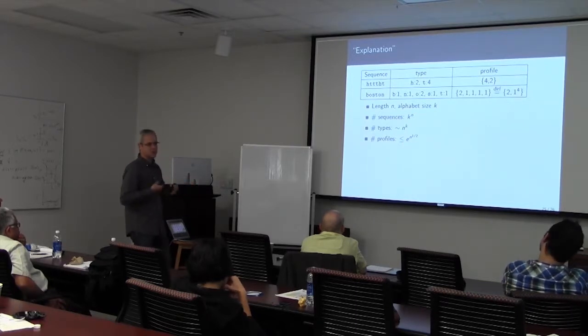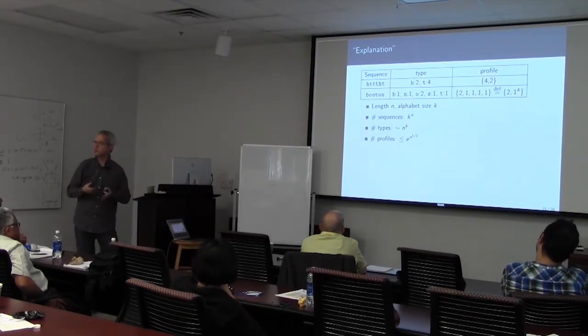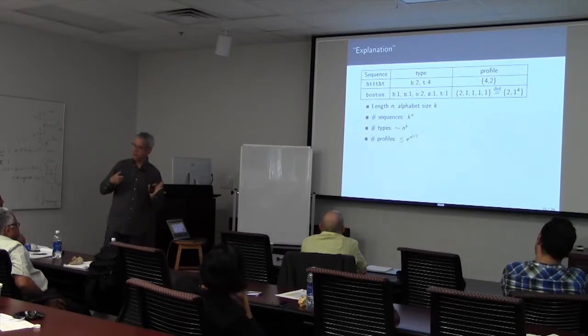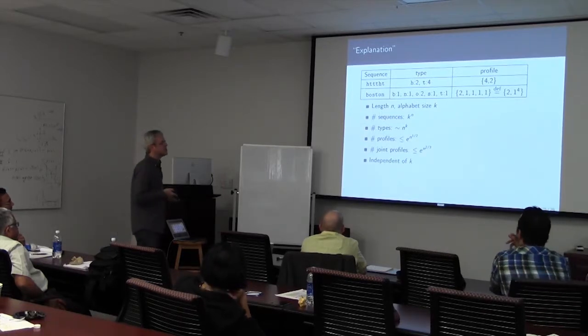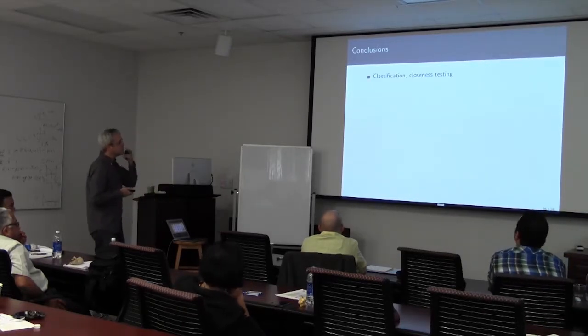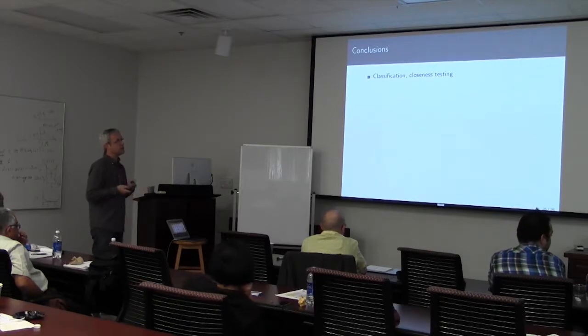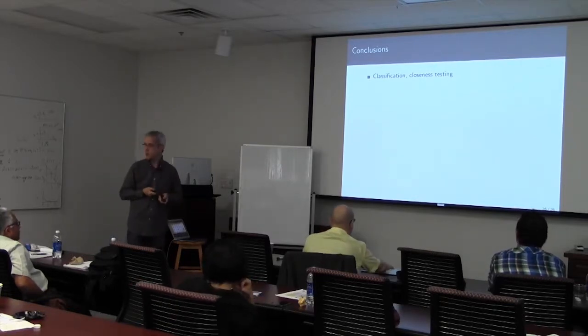The number of profiles does not depend on the alphabet size. That's why we can get results that apply for anything. Okay. And joint profiles and so on. So independent of K, independent of the distribution. And conclusions: we talked about classification and closeness testing. We said they're roughly the same problem.